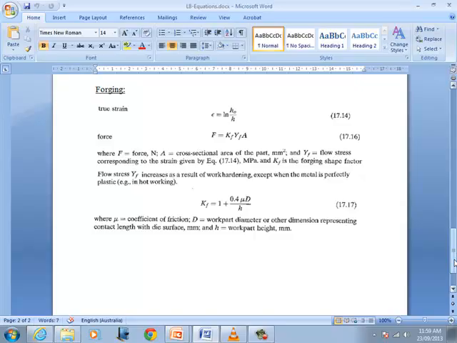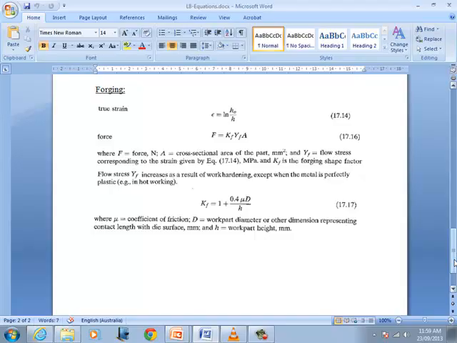What takes care of this? Kf. And how do we compute Kf? By making use of this equation down here. And what do we need in order to compute this? The coefficient of friction, which is right here, and the work part diameter.